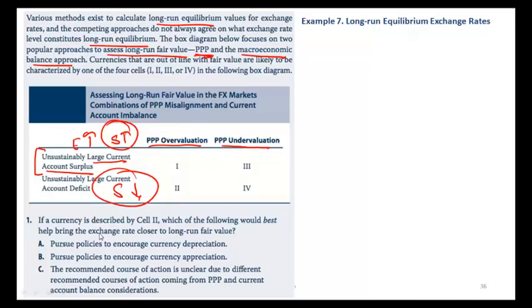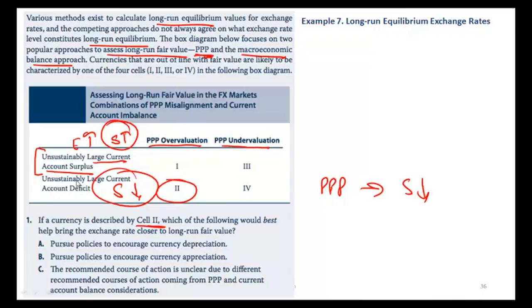The question now should be fairly straightforward. If a currency is described by cell 2, what does cell 2 say? That you are in a country where there is overvaluation based on purchasing power parity. If there is overvaluation based on purchasing power parity, then what does purchasing power parity predict will happen to the exchange rates? So for cell 2, does purchasing power parity predict that the exchange rate will go up or go down? If there is overvaluation, then purchasing power parity predicts that the exchange rate will come down.